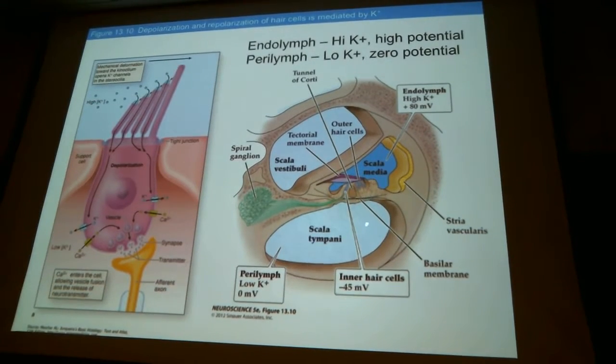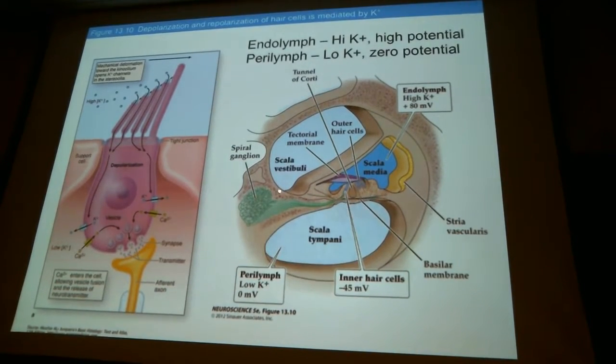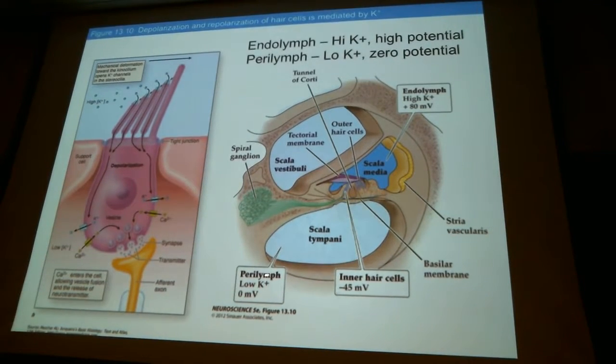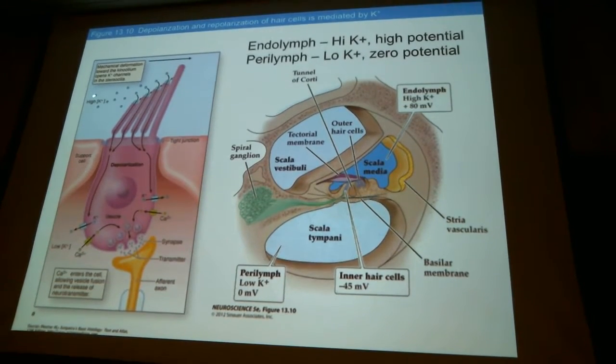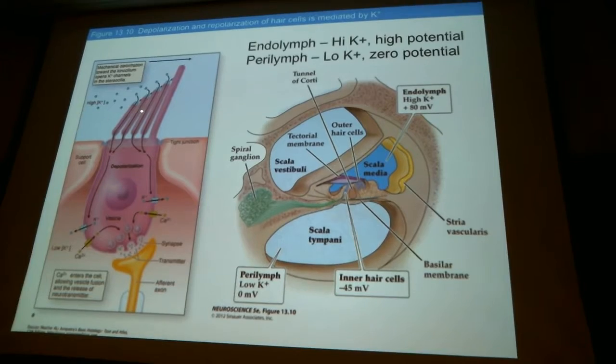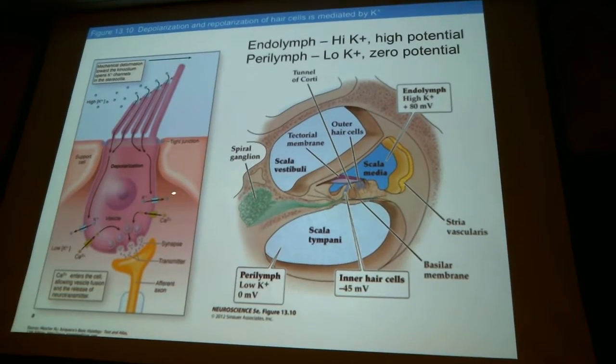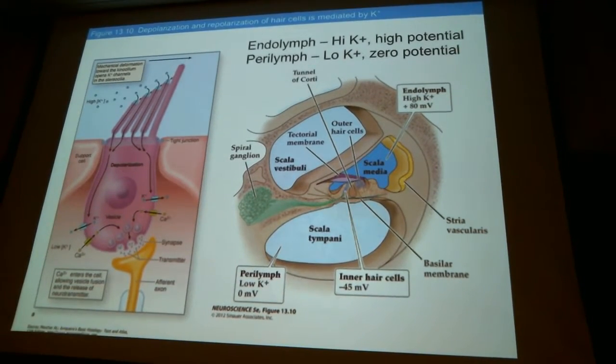In the rest of these systems, the scala is known as perilymph, but importantly, this is where you have the low potassium relative to the inside of the hair cell. Okay. And so at the bottom, you have the potential to have potassium leaving. So potassium can flow in through the stereocilia, but flow out the main body of the cell.